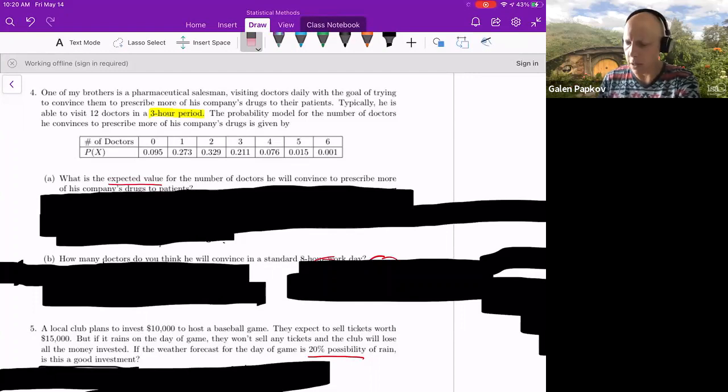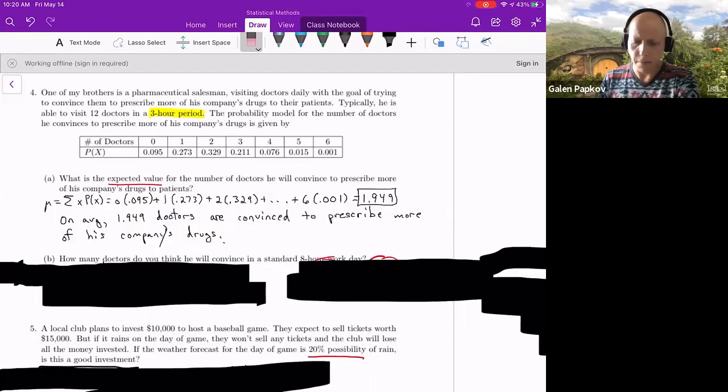So according to the formula, we are going to want to take each X, multiply by the corresponding P, so 0 times 0.095, 1 times 0.273, 2 times 0.329, and so forth. So each X times its probability, and you add up those products, and you'll get a value like 1.949. And it's fine that it's a decimal, not a whole number. Obviously, they're not going to convince a part of a person, but this is on average.